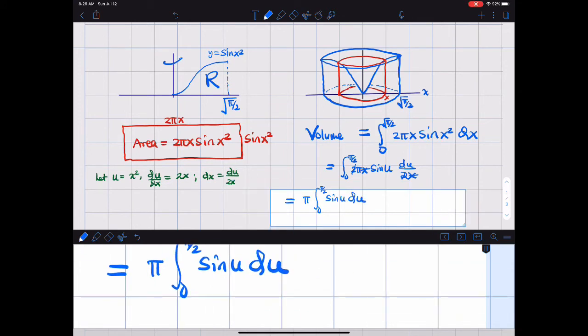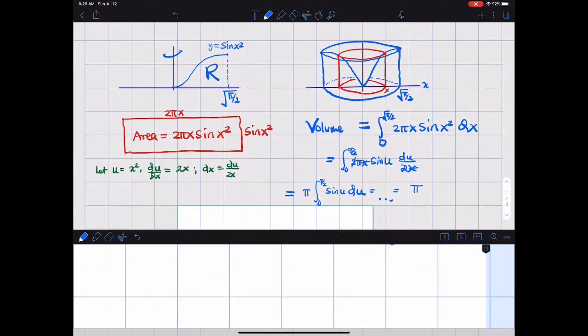If you do this correctly, I think you end up with pi. Check it and tell me. All right. That's the final answer.